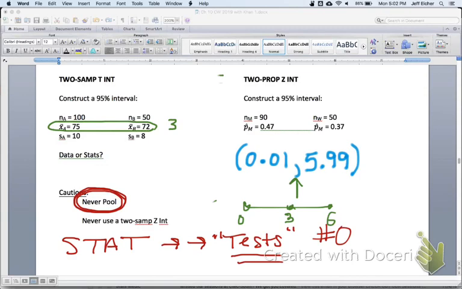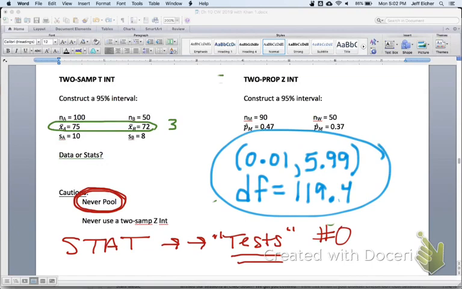We also get a degrees of freedom. Earlier I had mentioned the calculator will give us a very, very accurate degrees of freedom, which is 119.4, it looks like. Just round it to one decimal place. And then if you hit the down arrow, you can see the inputs, the sample mean, sample standard deviation, and sample size. So this information is what you would record if you were using this calculator shortcut.